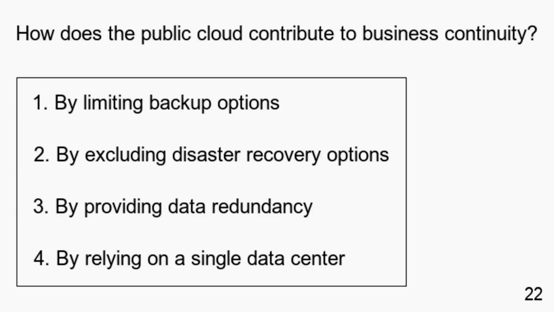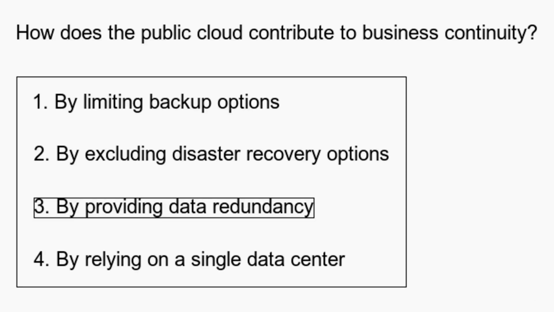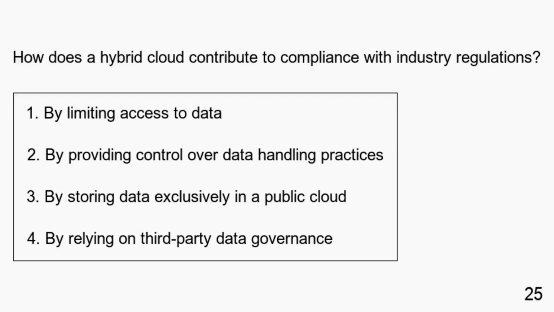How does the public cloud contribute to business continuity? By limiting backup options. By excluding disaster recovery options. By providing data redundancy. By relying on a single data center. Public cloud services often include features such as data replication and backups, contributing to business continuity in case of unexpected events.